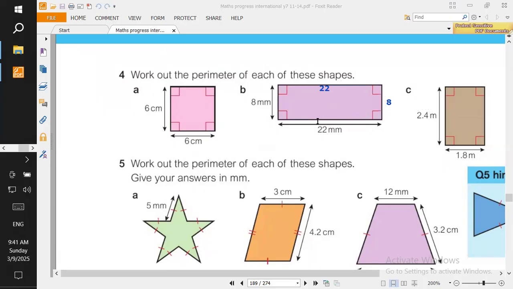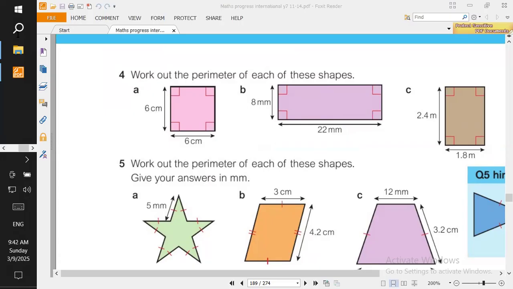Now, to find the perimeter, you need to add all of these lines together. So add 8 plus 8 plus 22 plus 22. So 8 plus 22 is 30. 8 plus 22 is 30. So 30 plus 30 is 60 millimeters. And focus, in perimeters, we add the lines to find the perimeter. Same idea here. This one is 1.8. This one is 2.4. Add all of them together, you'll get the perimeter.